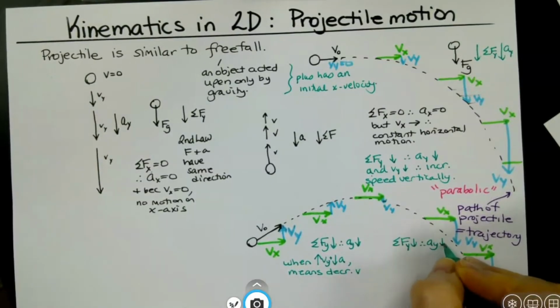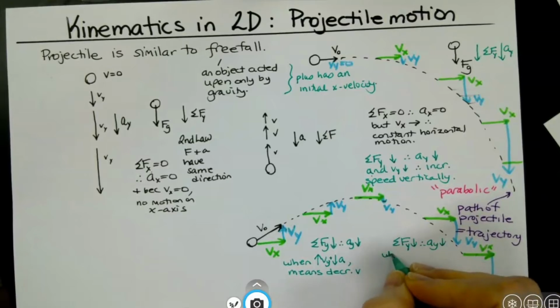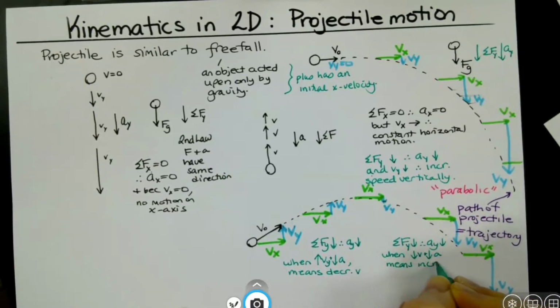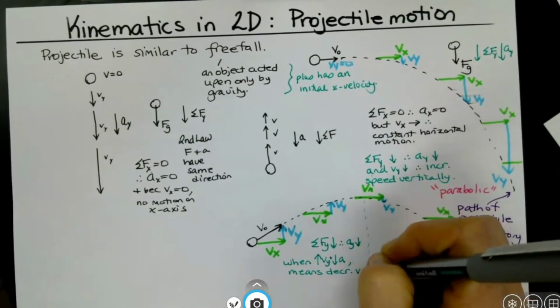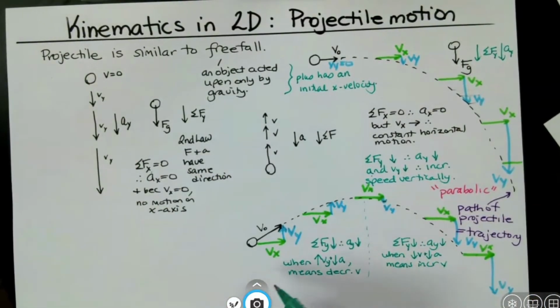this is Newton's second law, says that. And now for motion diagrams, we know when v is down and a is down, that means increasing velocity. So we've got down the middle of this path, half of it's decreasing speed on the way up, and it's increasing speed on the way down.